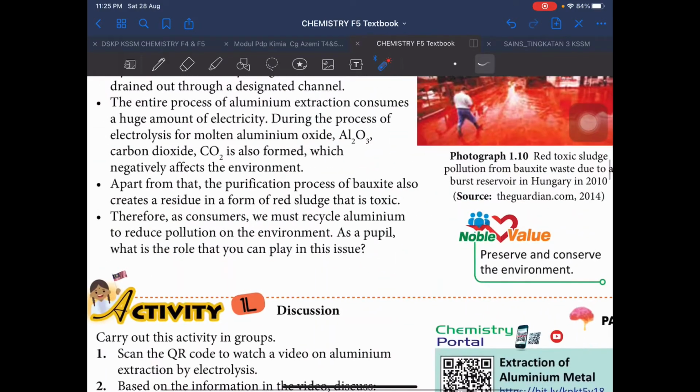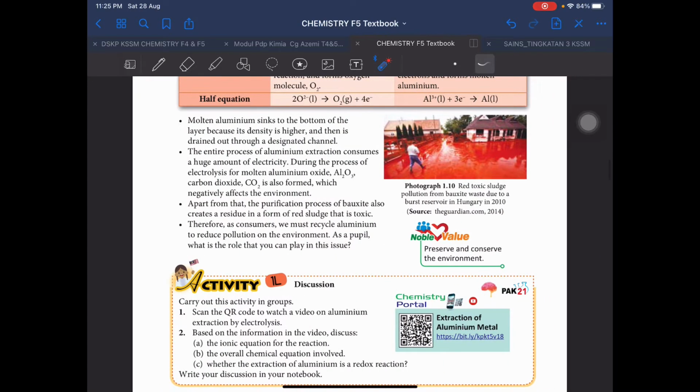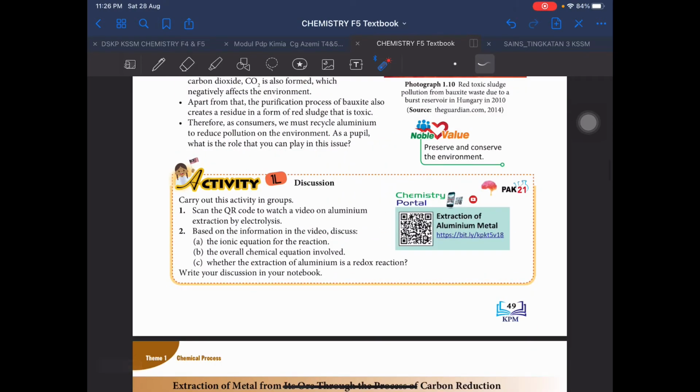So as a pupil, what is the role that you can play in this issue? If you ask me, it is to crush the tin, the drink tin. That is what you can do. Save the environment. We don't want red toxic sludge. We don't want carbon dioxide. Okay, you need to watch this video on page 49, extraction of aluminium metal, and I will also attach this one in our Google Classroom.